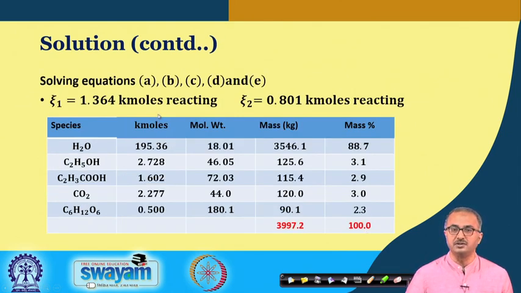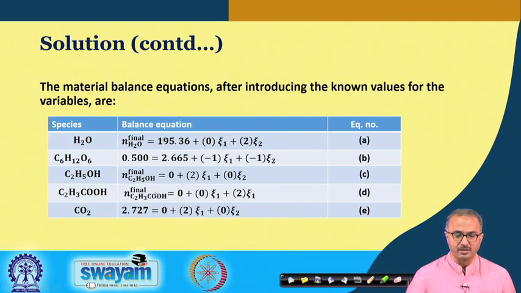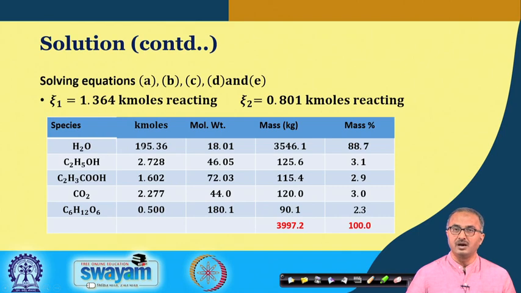And now we have to solve these equations. The solution is pretty simple, so I am not going into the detail of the solution. These are simply algebraic equations, and you can solve them one by one. You can find zeta 1 and zeta 2 easily from the species balance equations for glucose and carbon dioxide. Once you know zeta 1 and zeta 2, you can put their values in the other 3 equations to get the amounts of the other components.